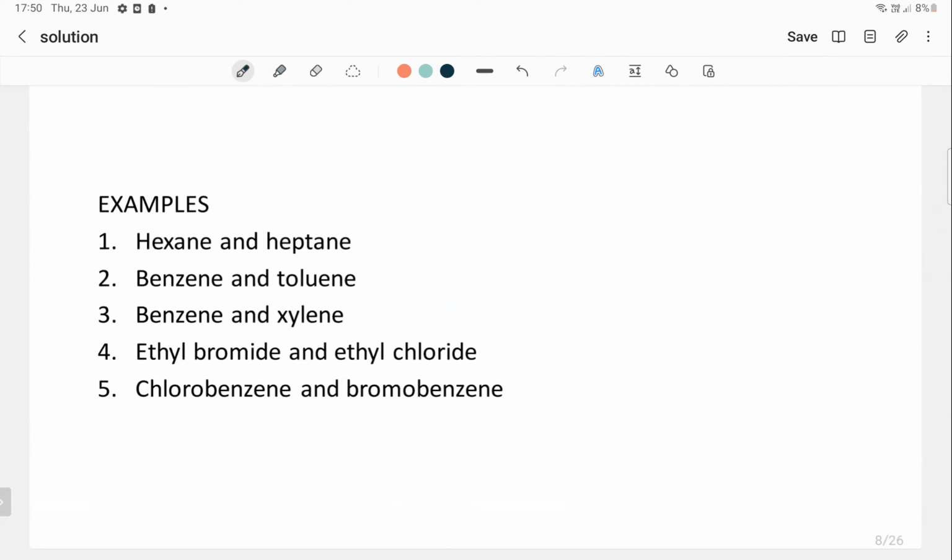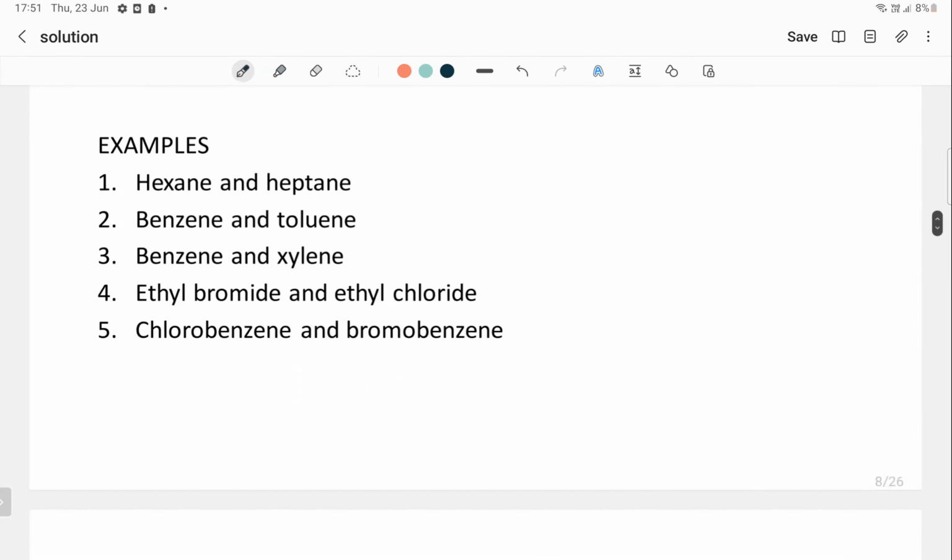See, if you are mixing heptane and hexane, the solute and solvent will have an equal amount of intermolecular force of attraction. Their characteristics will remain the same. Correct? But there will be a minute amount of difference. So these are all examples of ideal solutions. Nearly ideal. Nothing can be ideal in this world. This is your textbook.